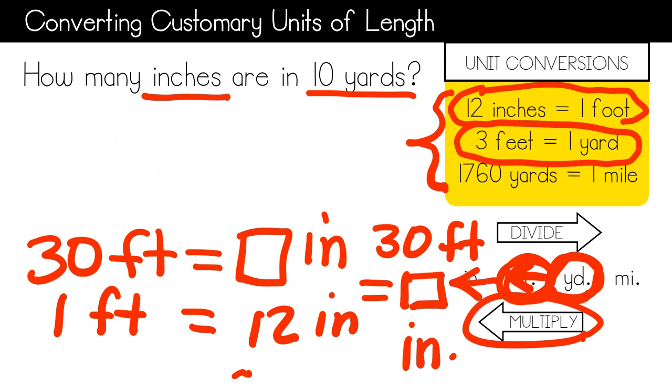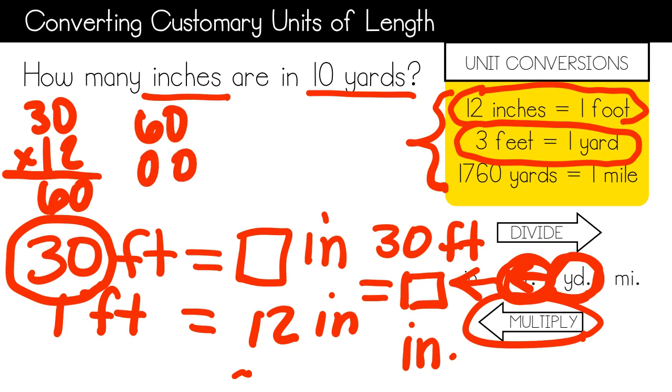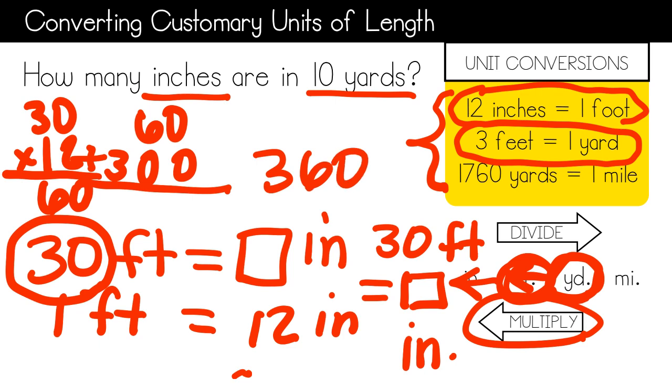So I'm going to erase and make some room. 30 feet times 12 inches, because 30 feet equals how many inches? If 1 foot equals 12 inches, we need 30 of those. So 30 times 12. 0 times 2 is 0. 3 times 2 is 6. I'm going to move it over here so I have more room. 60. Goose egg. 0 times 1 is 0. And 3 times 1 is 3.